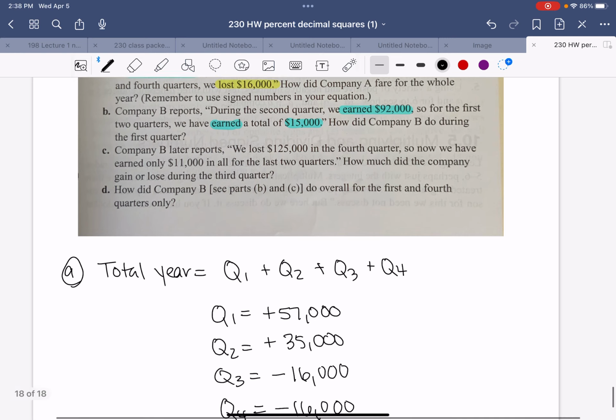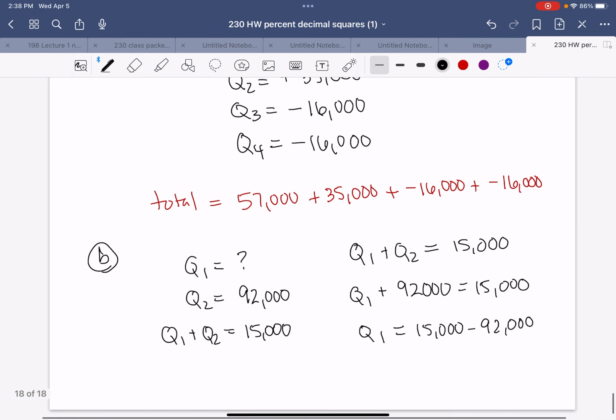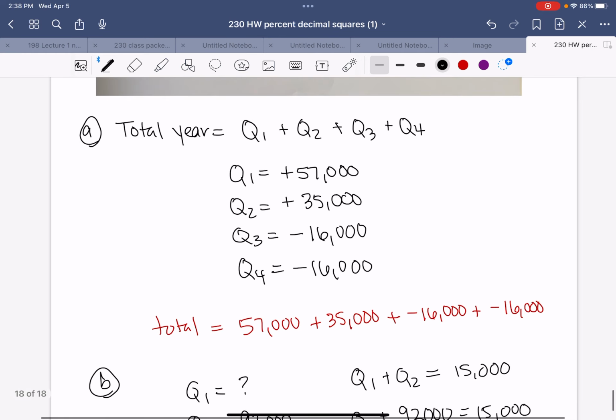You want to think about, what do you know and what are you trying to do? What quarters are they asking for? What quarters did they give you? If they earned, that's a positive number. If they lost, that's a negative number. Okay, so hopefully that gives you a head start on what's going on with problem 9.